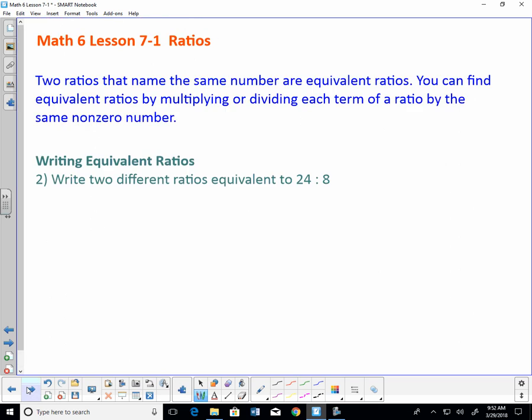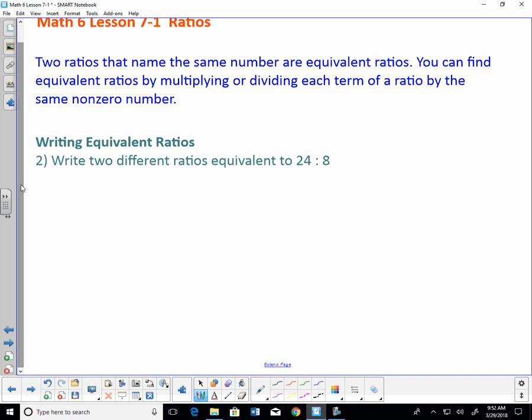Two ratios that name the same number are called equivalent ratios, just like equivalent fractions. You can find equivalent ratios by multiplying or dividing each term of a ratio by the same non-zero number. So let's practice writing some equivalent ratios. Write 2 different ratios equivalent to 24 to 8.